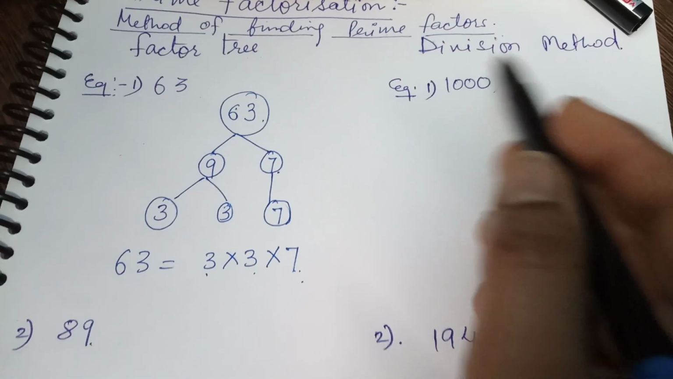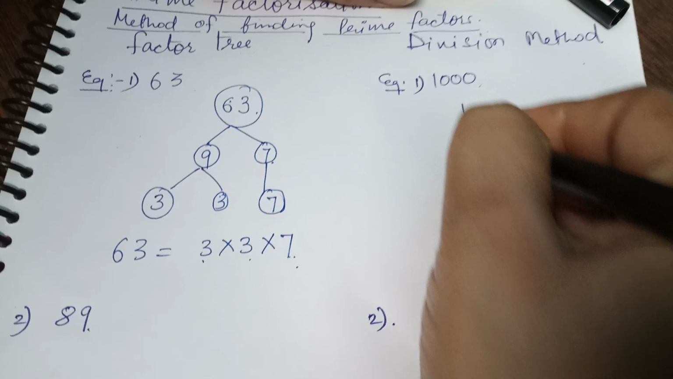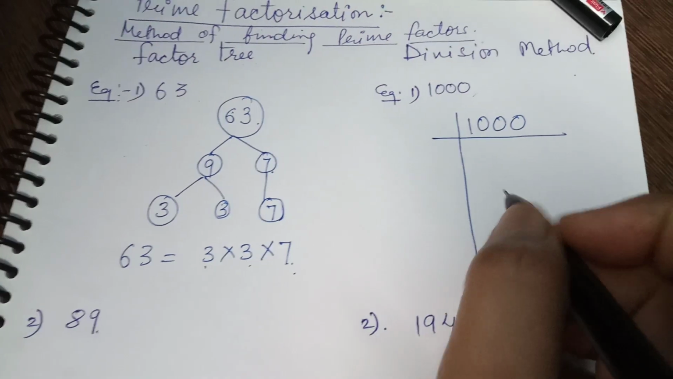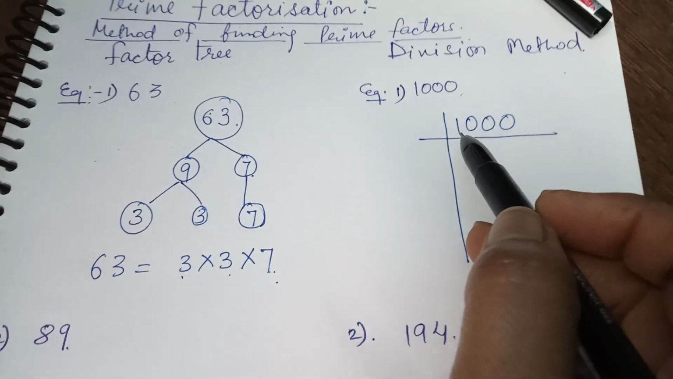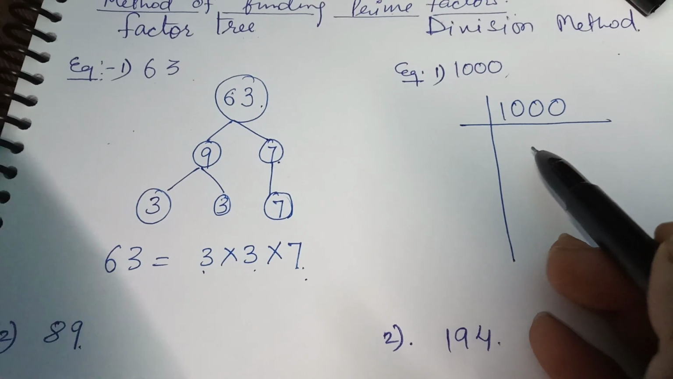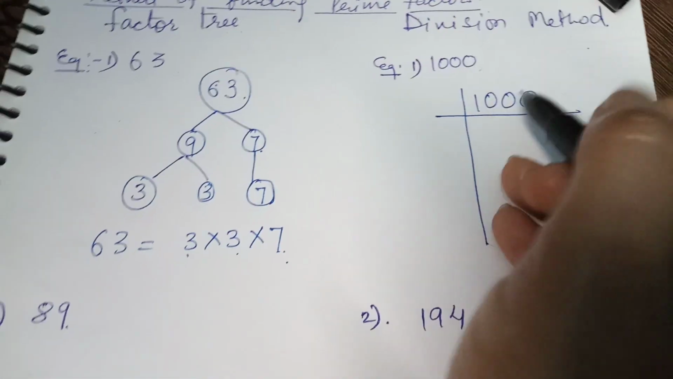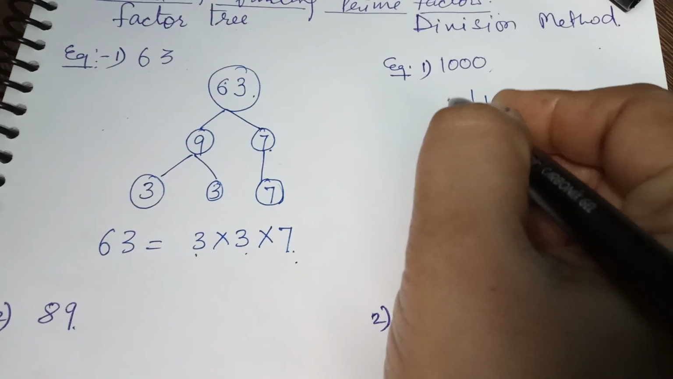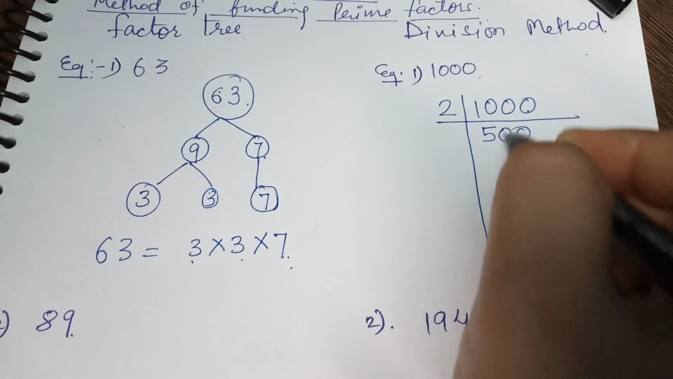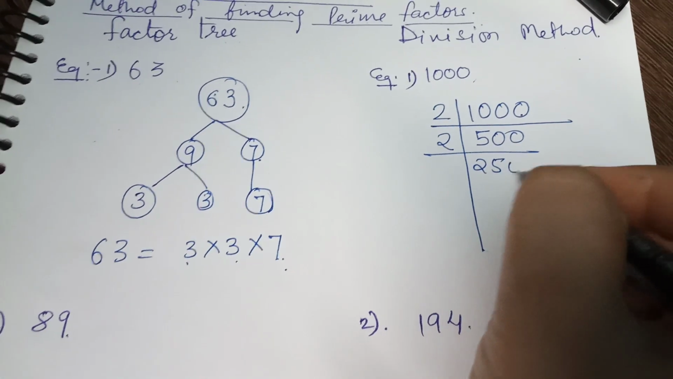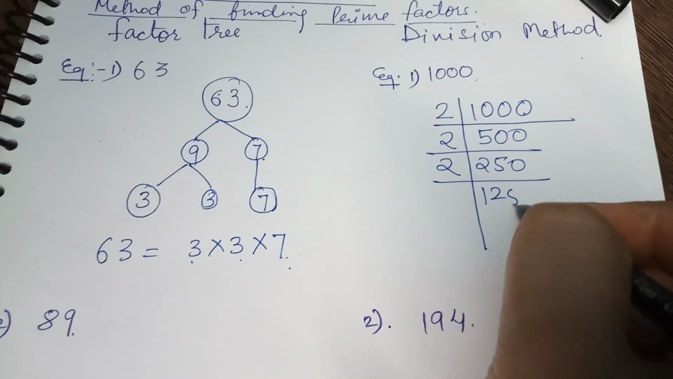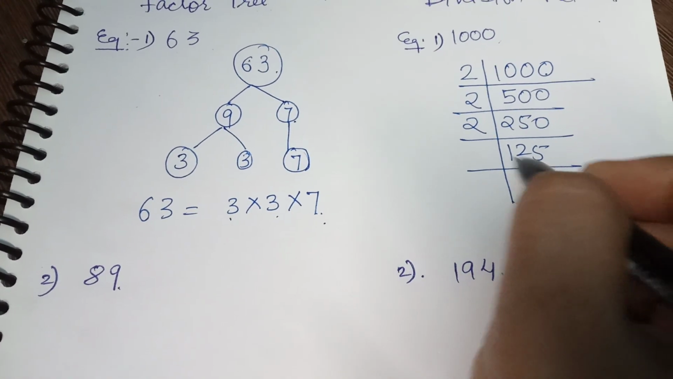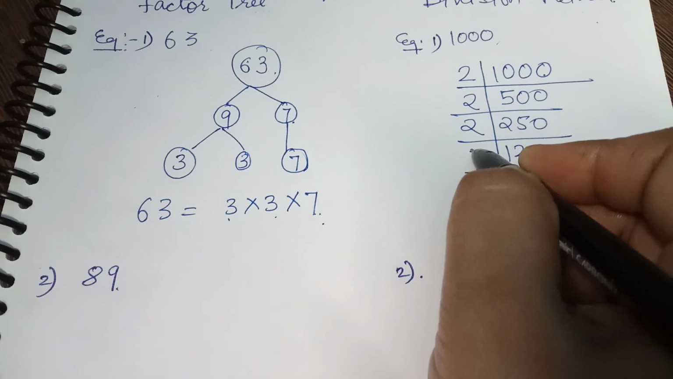Now finding the prime factors by the division method, we have to find the prime factors of 1000. In this method you will divide the given number by prime numbers only and always start with the smallest prime number. If it is divisible by 2, start with 2, otherwise move forward. Now 2, 500, again 2, 250, again 2, 125. Now 125 is not divisible by 2, not divisible by 3, not divisible by 4, then 5.